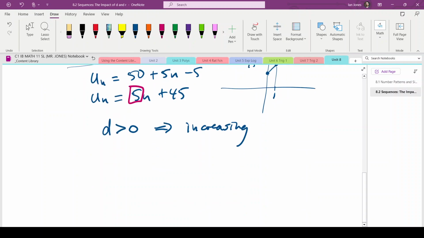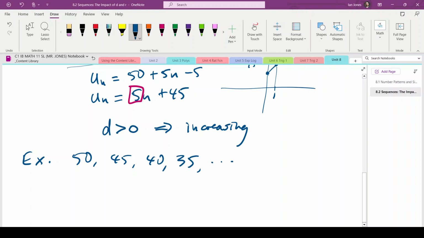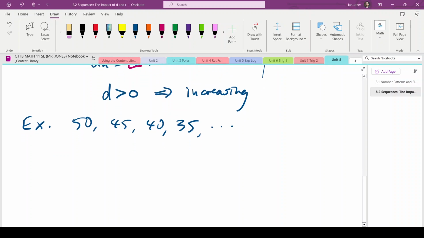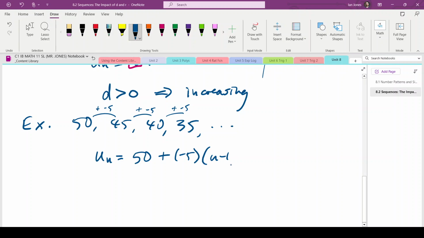Okay, let's take another quick example here. Let's suppose we have 50, 45, 40, 35, and so on. What's going on here? Well, it's obviously an arithmetic sequence again. What are we adding each time? We're adding negative 5. Okay, we're adding negative 5, and so our d value is negative 5. And so our general term looks like this. The first term plus negative 5 times n minus 1. If you prefer, you could write this as 50 minus 5 times n minus 1.